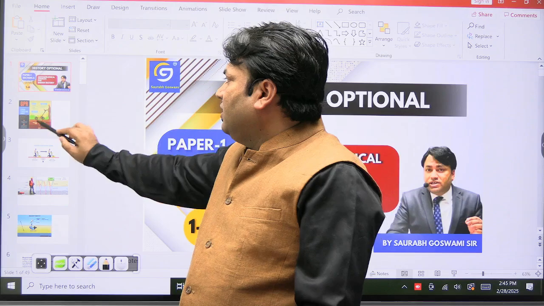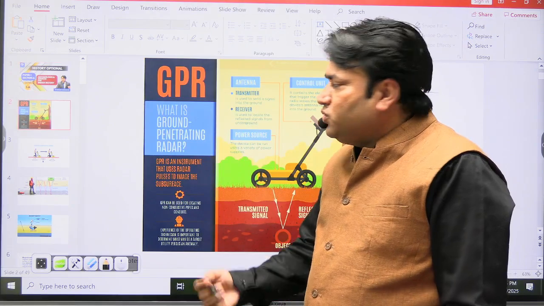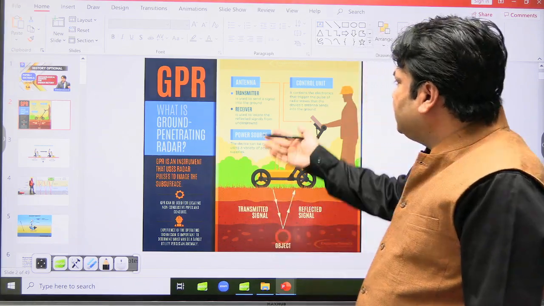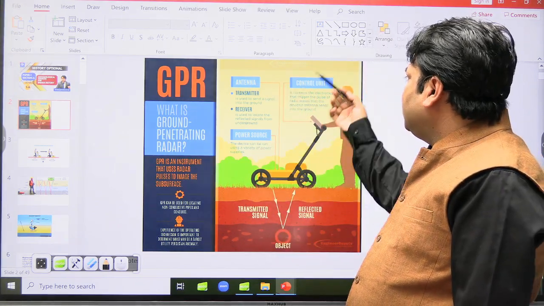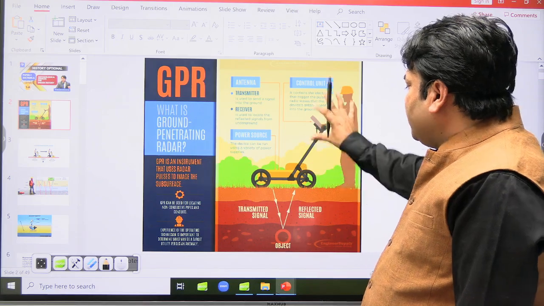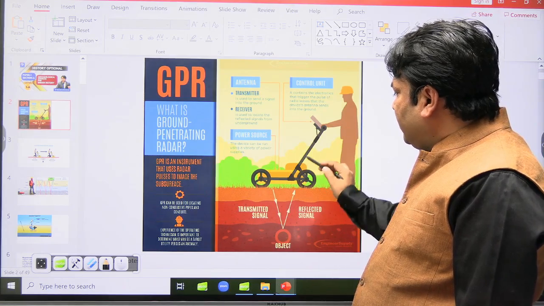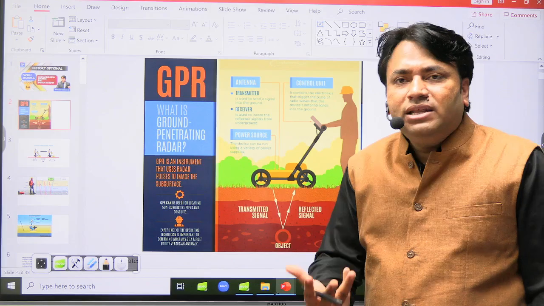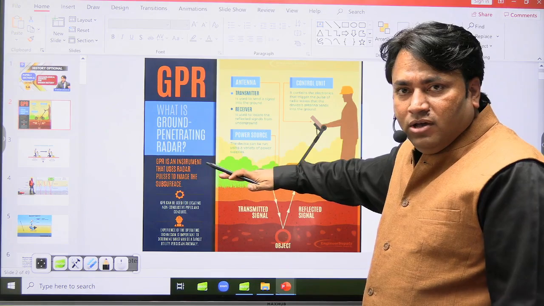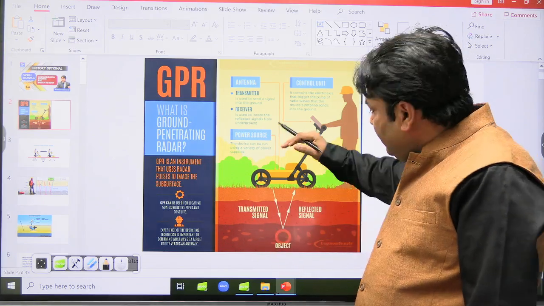For example, I have talked about ground penetrating radar, which is used in archaeology, right? The structure has been given here: there is an antenna, a power source, and a control unit, and with the help of this, the instrument also uses radar impulses. In this way the image of the subsurface can easily be obtained. For example, this is the level of the soil, and this object is buried inside the soil.